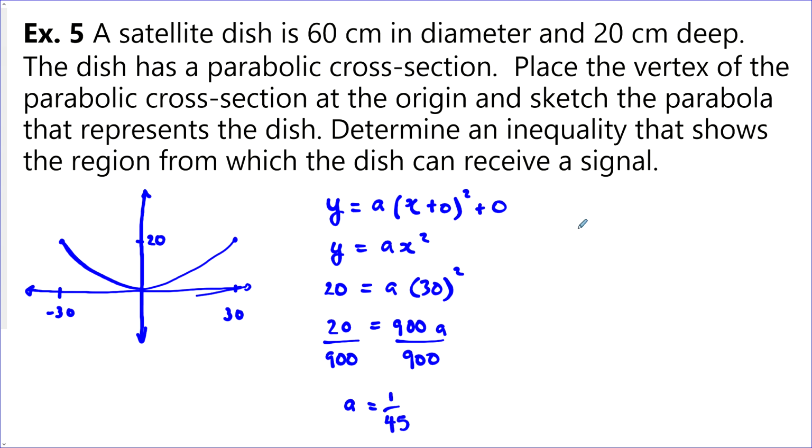Now let's make our inequality. Y is greater than 1 over 45 x squared. If the signal originates inside the satellite dish material, then we can't receive that signal because it's already there. So we'll just say greater than. And that's it.